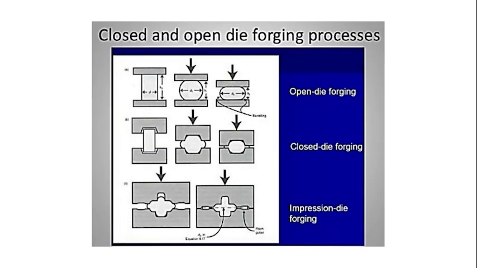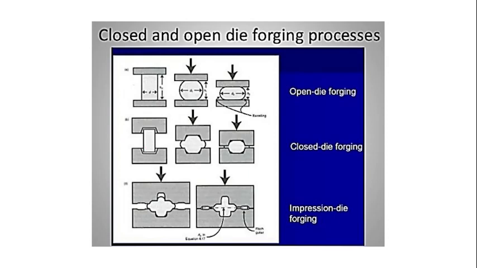Then what are the types of forging? There are 3 types: open die, closed die, and impression die forging. Open die, that animation that I have shown you, is open die forging. In closed die, your die will have some kind of shape, and your workpiece will be fully closed between your dies. It will be forged in a closed die.